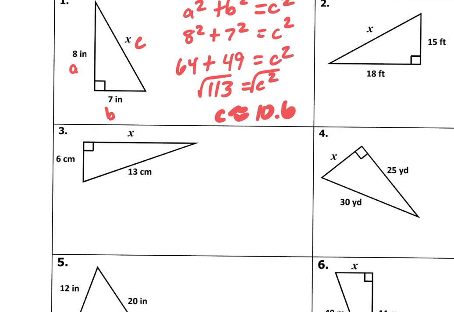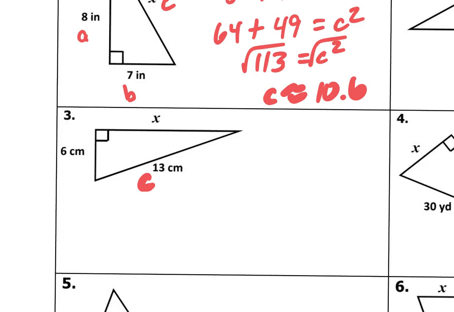Okay, if I look at number 3, the one side that matters here is this one is C. That's got to be our C value. The other two, it really doesn't matter. I'm going to call this one A, and I'm going to call this one B.